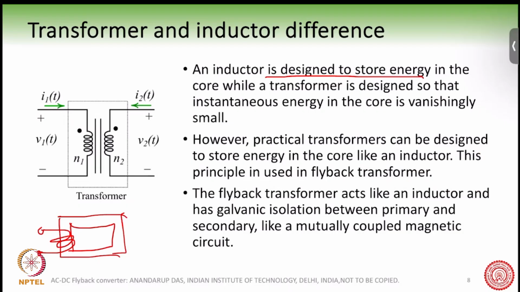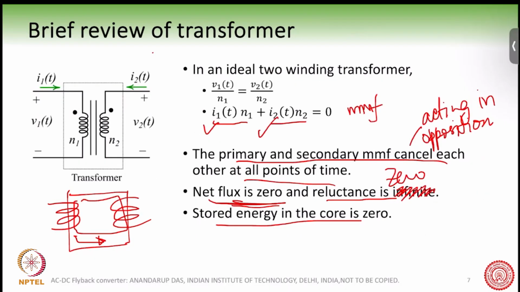But on the other hand, the transformer was not designed for this purpose. It was designed so that the flux in the core is vanishingly small. So whatever energy comes from the primary winding, we will immediately at the same time extract it from the secondary winding, so that the instantaneous energy in the transformer stored in the core is negligible.